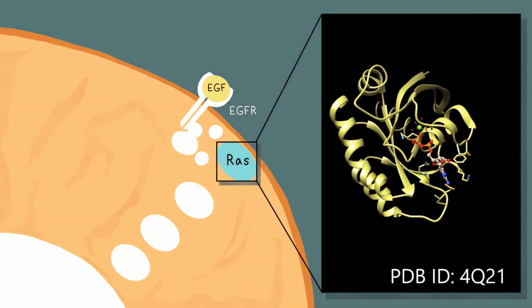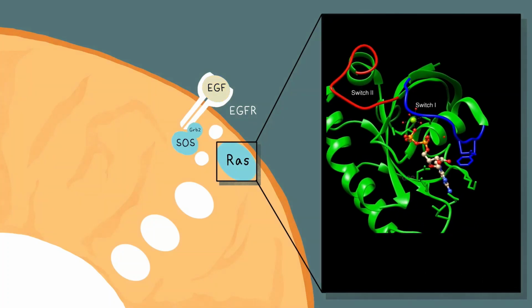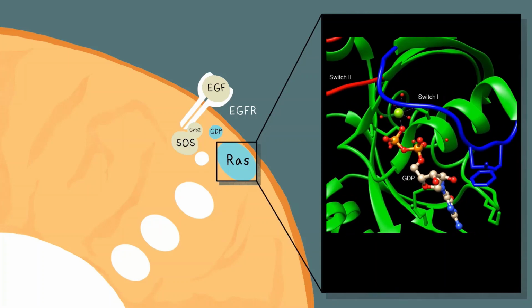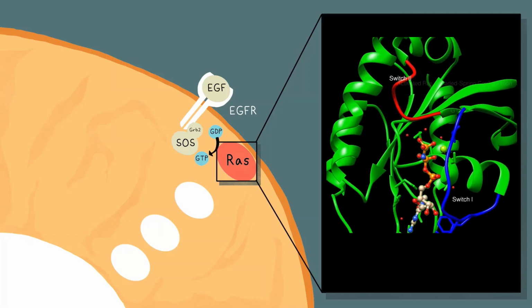Let's take a closer look at RAS. When RAS is bound to GDP, it's inactivated. The binding of EGF to EGFR triggers a guanine exchange factor to release GDP from RAS. GTP then binds to and activates RAS, with the extra phosphate holding two switch regions in a loaded spring configuration.